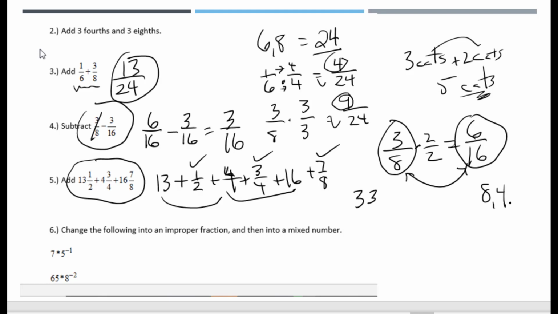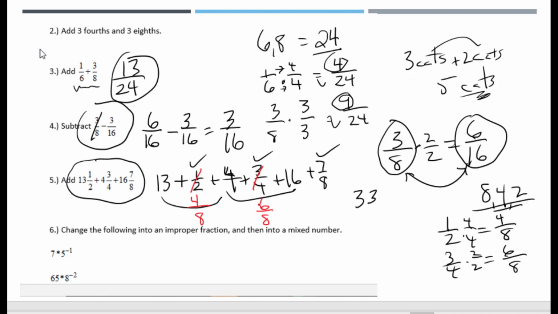Eighths, fourths, and halves. The least common multiple, or the common denominator, would be eighths. So I'm going to change 1/2 into eighths, and I'm going to change 3/4 into eighths. 4 times 2 is 8, 4 times 1 is 4, and 4 times 2 is 8, 3 times 2 is 6. I'm going to change that to 4/8. I'm going to change that to 6/8.